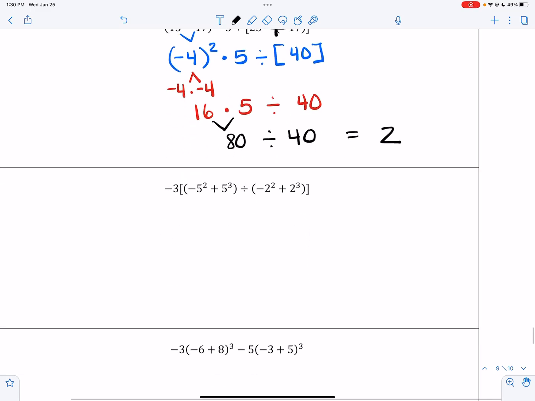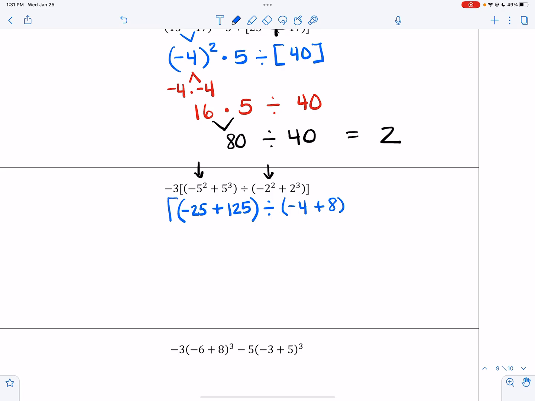Now this next one you have to be very careful because you'll notice that the negative with the base of 5 right here and the negative with the base of 2 is not included in parentheses. So that means that it's going to be a negative answer. So negative 5 without parentheses squared is negative 25. And 5 cubed is 125, and that stays in parentheses because I haven't done the addition, divided by negative 2 without the parentheses squared is negative 4, and 2 cubed is 8.